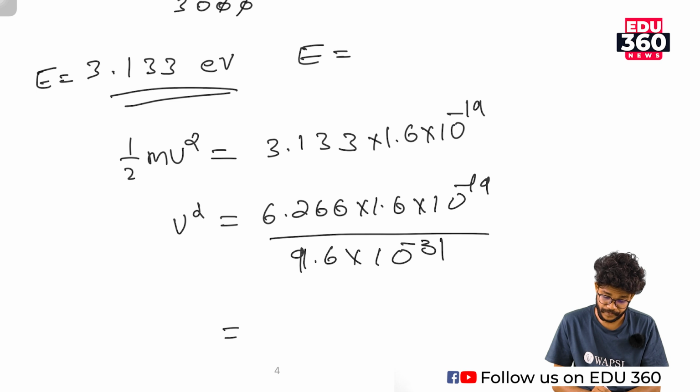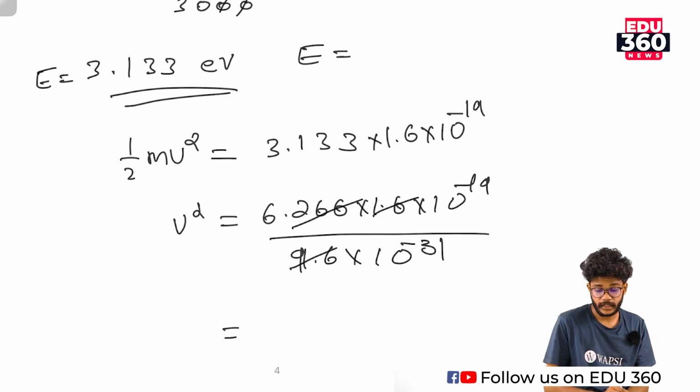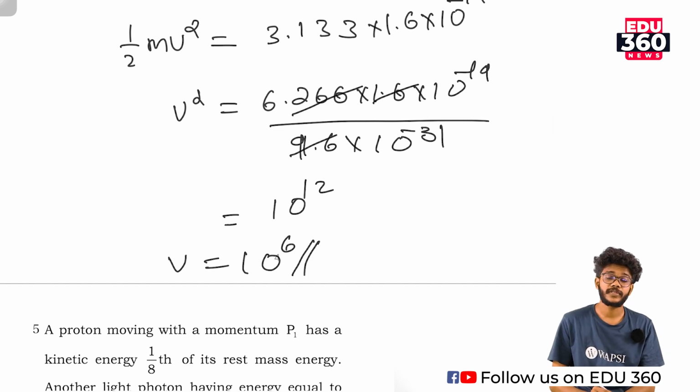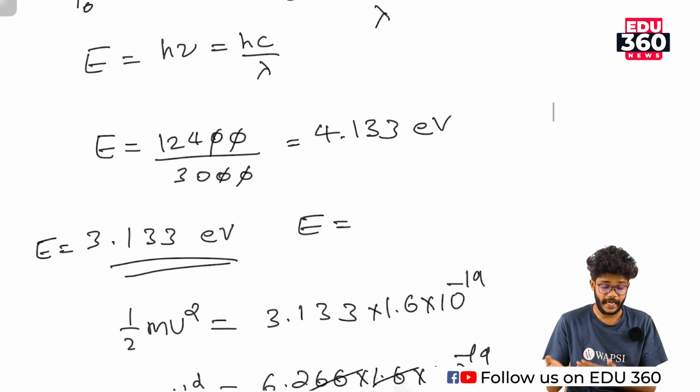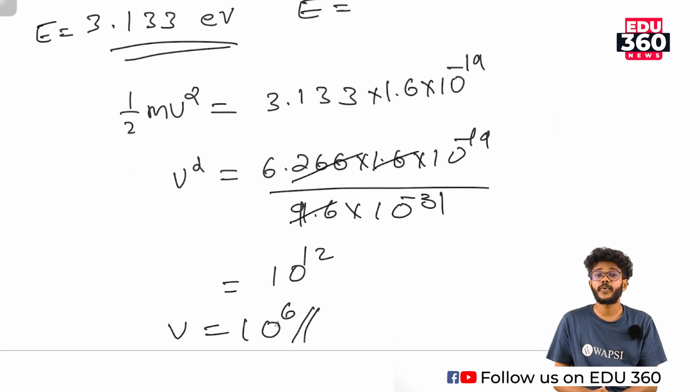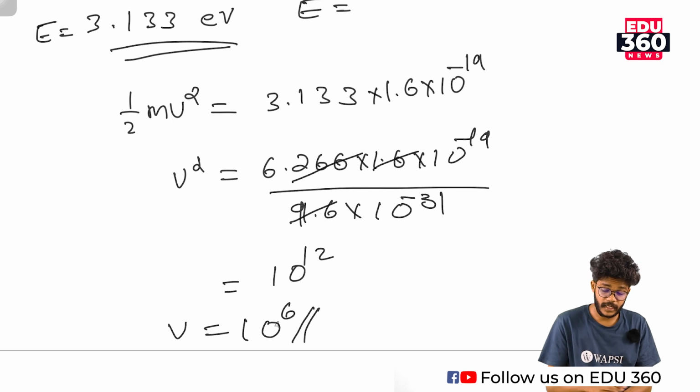Approximately, this can be cancelled, and 10 raised to minus 19 divided by 10 raised to minus 31 gives 10 raised to 12. So v is approximately 10 raised to 6, because the energy is 3.133 electron volt. Multiplying by the charge of an electron, we get the electron volt energy in joule. That joule energy is equal to half mv square, the kinetic energy of the photoelectron. Then we only derive the formula for v square, do the calculation and cut the approximation.